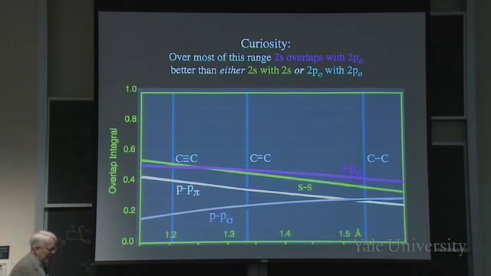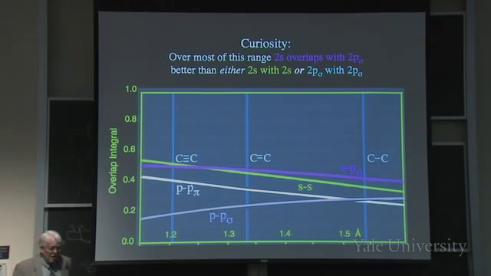Now, there's a curiosity here. Over most of this range, more than half of the range, 2s overlaps with 2p sigma better than either 2s with 2s or 2p sigma with 2p sigma. That just seems curious to me. You'd think that one of them would have a shape that gives better overlap, right? So 2 of those together would do the best job. But it's not that way. It's that an S with a P is the best over most of this range.